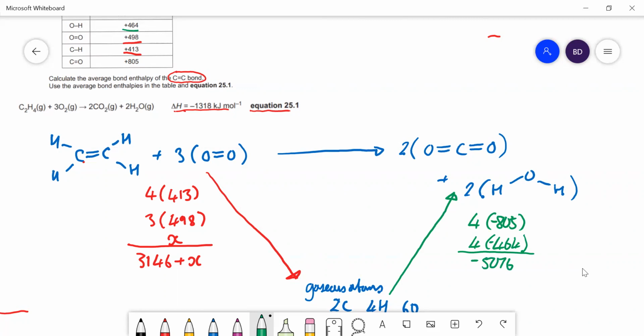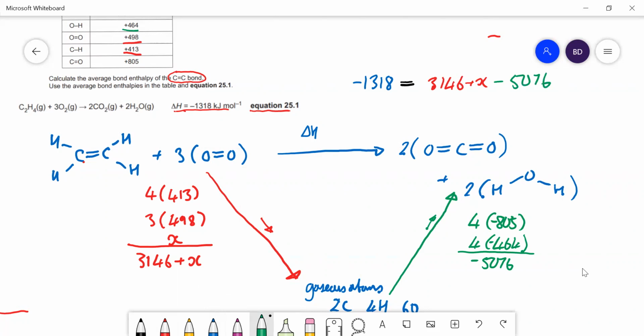Okay, so using Hess's law, we can say that the blue arrow here, delta H, is equal to the enthalpy change on the red arrow plus the enthalpy change on the green arrow. So let's write that in. Delta H we know is minus 1318. That's equal to the red arrow, we've got 3146 plus X. Follow the green arrow, minus 5076. So let's just put the numbers into that.